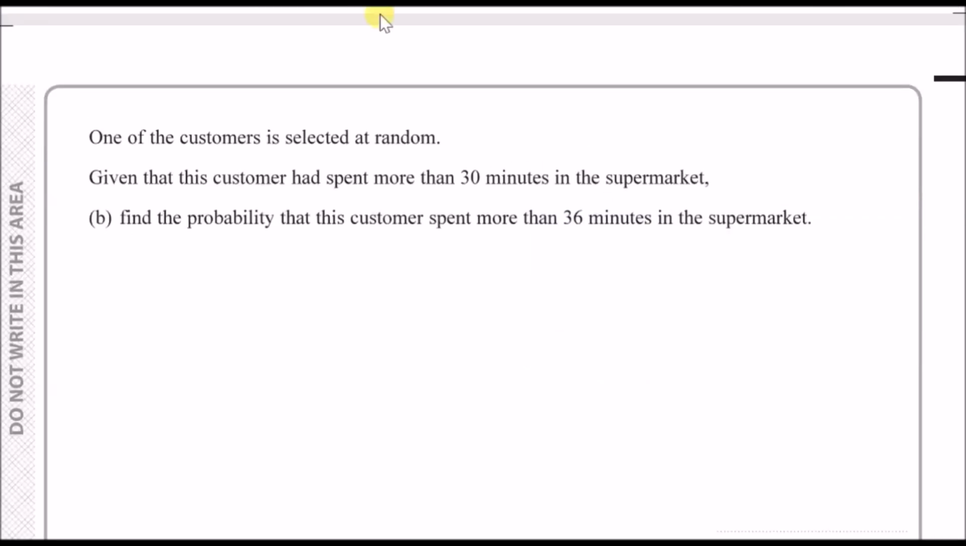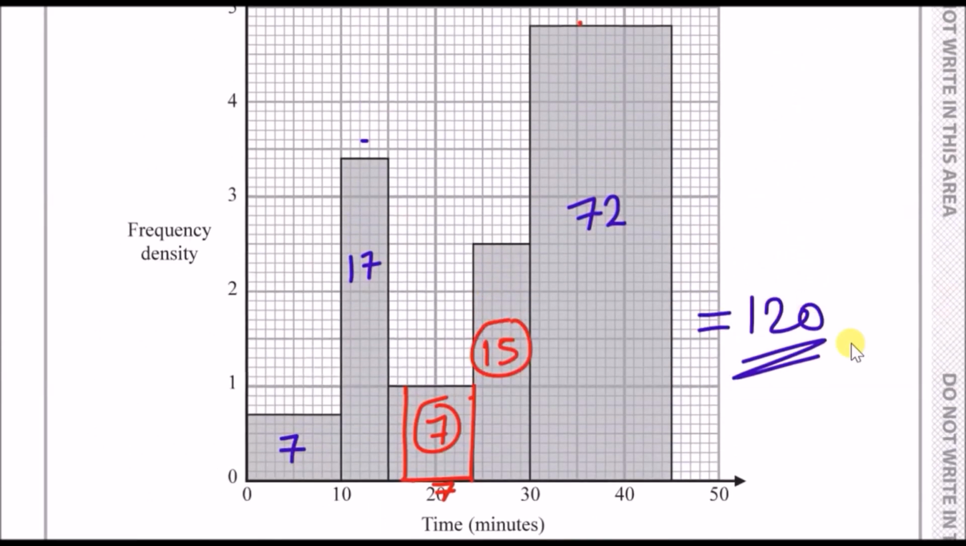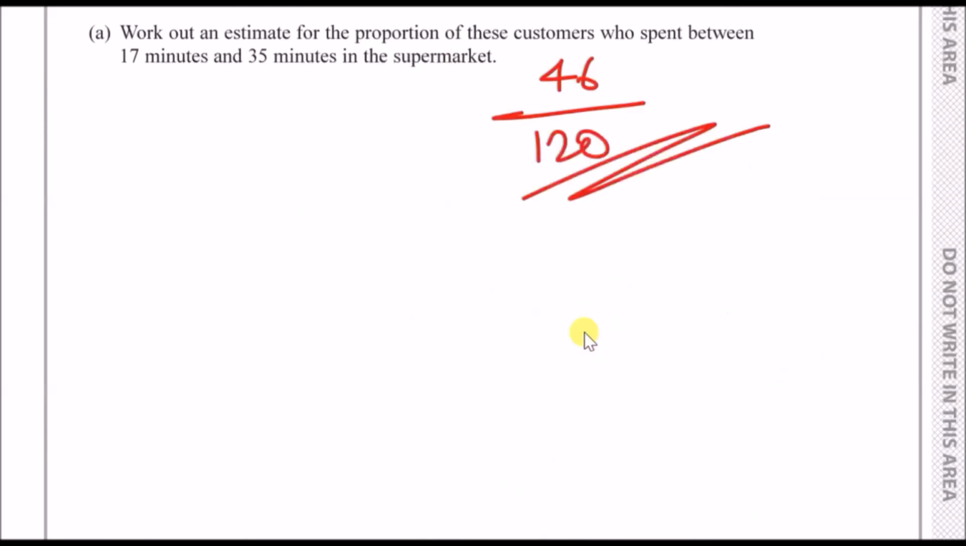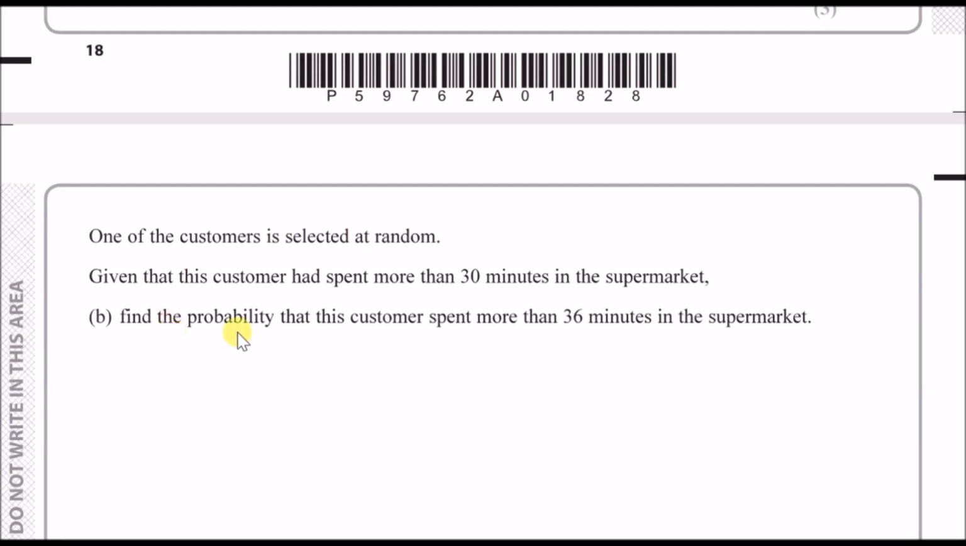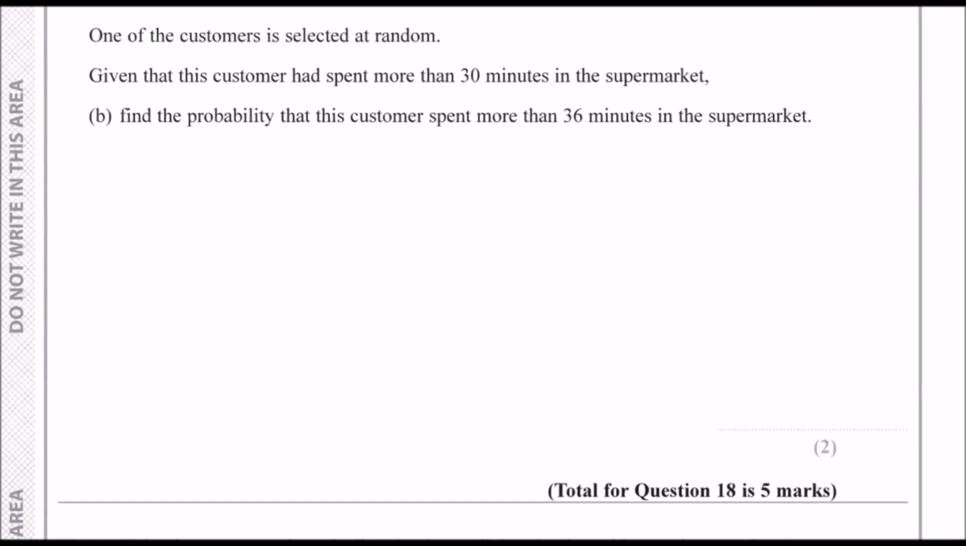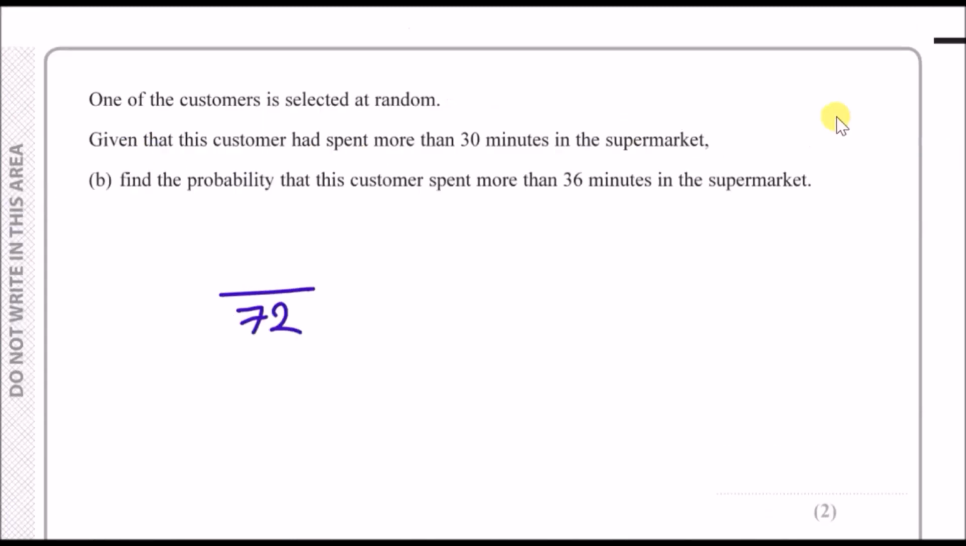Now for B, one of the customers is selected at random. Given that this customer has spent more than 30 minutes in the supermarket, so what they're trying to say here is that this customer spent some time in this block, so it's one of these 72. Find the probability that this same customer, so out of 72, spent more than 36 minutes. So because we know it's in that block, we know immediately that the probability is going to be out of 72, yeah? Now, let's find the area which covers more than 36.